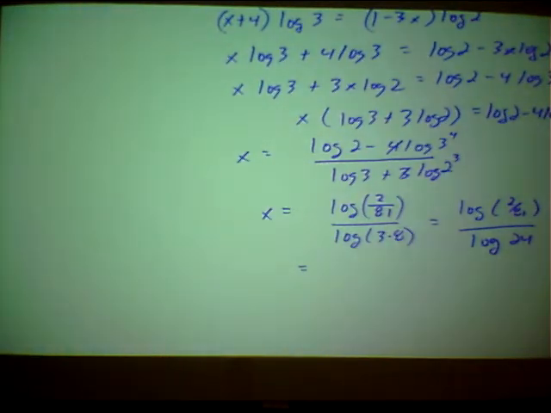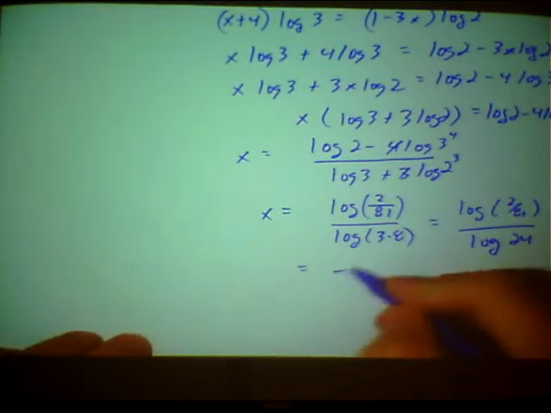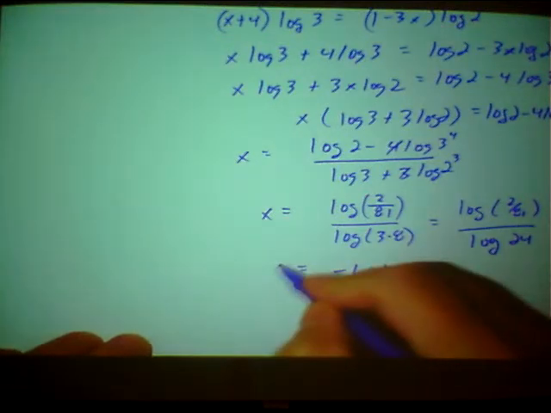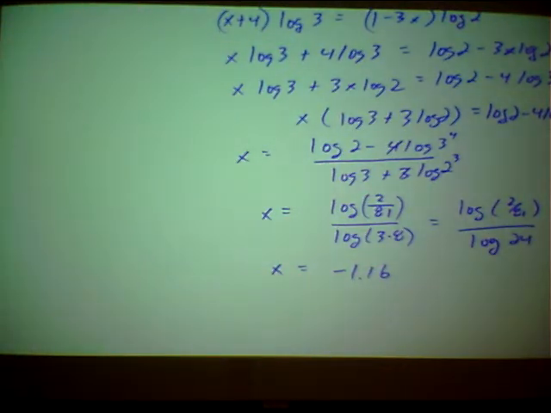So actually now I can grab my calculator. I take 2 divided by 81 equals, I take the log of that, divided by 24, the log, that equals negative 1.16. Now don't forget that I rounded this off, and I could also do this problem with natural logs, but I chose to do it with log base 10.